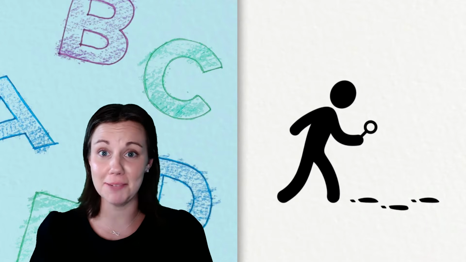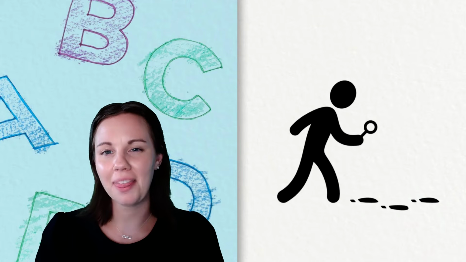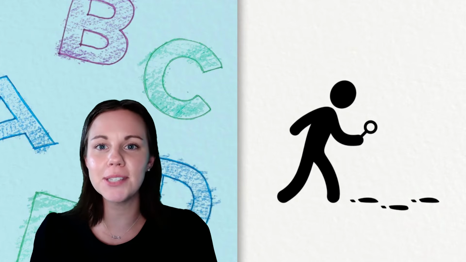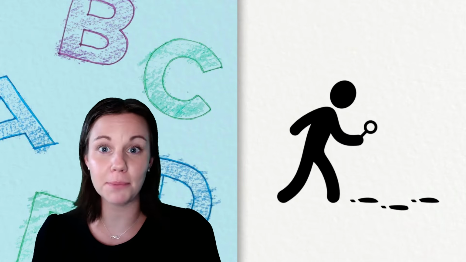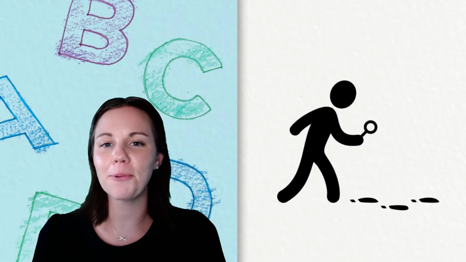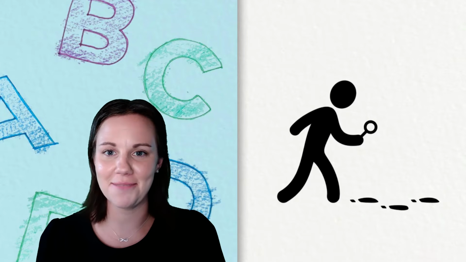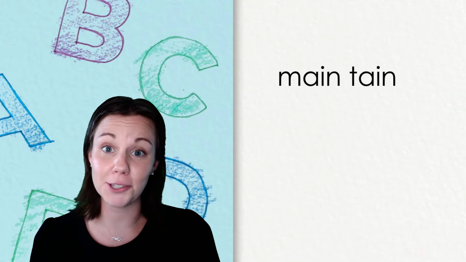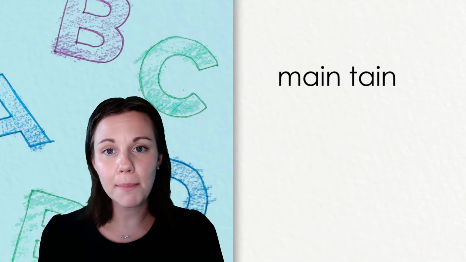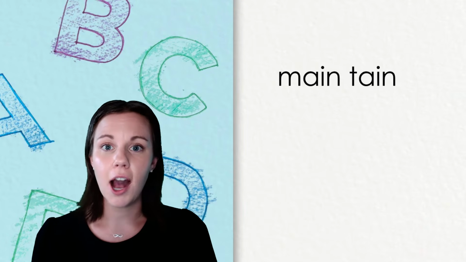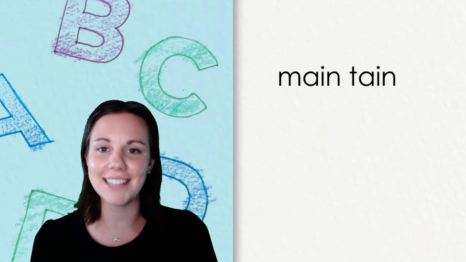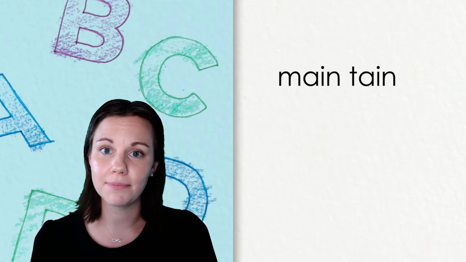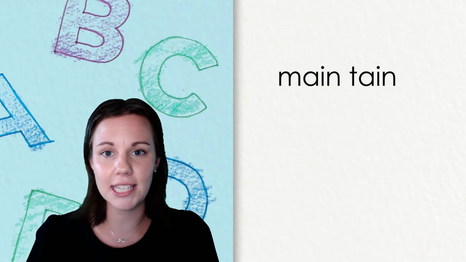Now it's time for us to be syllable sleuths again. That means we're looking for clues in the words to help us break it into syllables so that we can read it easily. Here's the first word we're going to look at. Remember, as a syllable sleuth, our first job is to identify the vowels. Go ahead and name the vowels that you see.